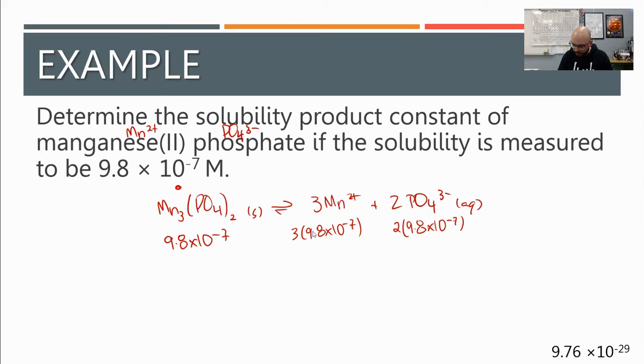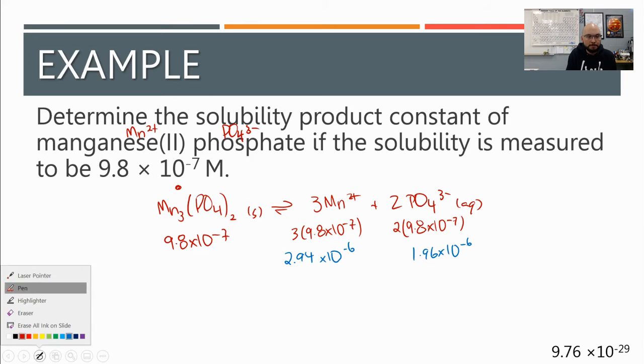So 3 times 9.8 times 10 to the negative 7 works out to being 2.94, and I'm going to keep some extra digits here, 2.94 times 10 to the negative 6. And for this one, I'm going to divide by 3 and then multiply by 2. Dividing by 3 just gets me back to that 9.8, and this works out to being 1.96 times 10 to the negative 6. All right, so we're going to write that KSP expression.